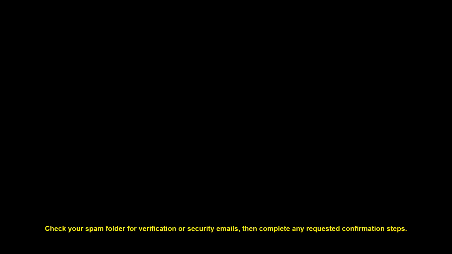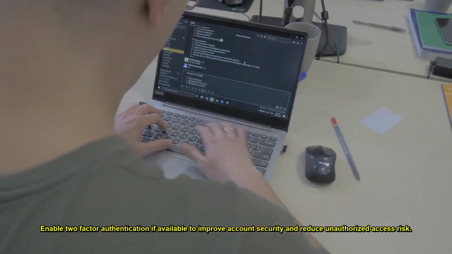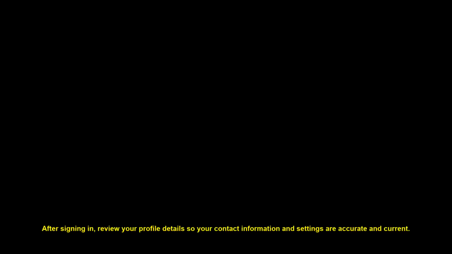Check your spam folder for verification or security emails, then complete any requested confirmation steps. Enable two-factor authentication if available to improve account security and reduce unauthorized access. After signing in, review your profile details so your contact information and settings are accurate and current.